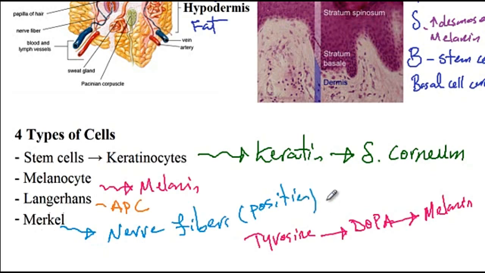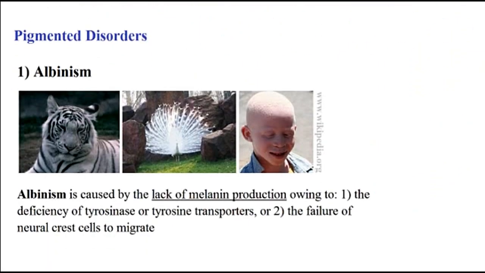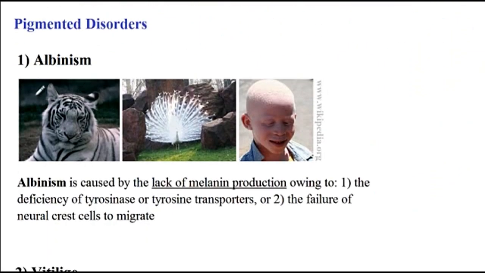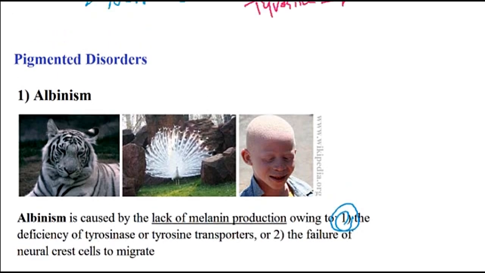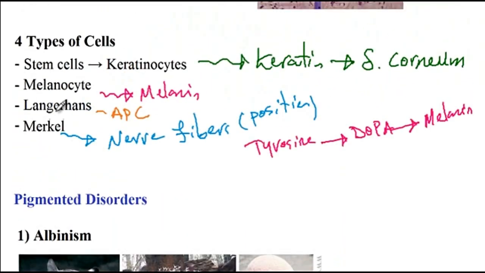Alright, with that information in mind, now we can proceed and discuss different forms of skin disorders. So the first disorders are the pigmented skin disorders, which include albinism, and albinism is due to the lack of melanin production, which could be either from the deficiency of the tyrosinase or tyrosine transporter proteins, or it could be from the failure of neural crest cells to migrate. So you may recall that I told you that melanocytes are derived from neural crest cells, and then the melanin is being produced from tyrosine.